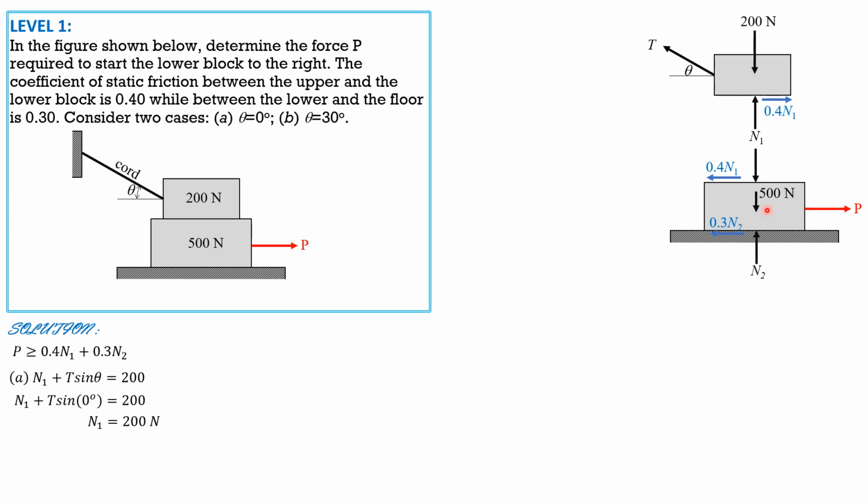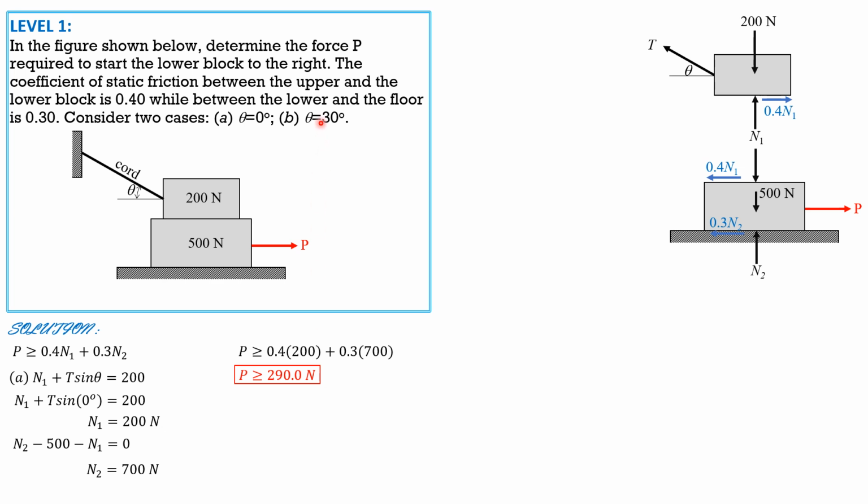Then for the lower block, take note N1 is 200. So N2 minus 500 minus N1 equals 0. Since N1 is 200, N2 equals 700 newtons. So substitute into this equation, P must be greater than or equal to 0.4 of 200 plus 0.3 of 700. Solving for P, P must be greater than or equal to 290 newtons.